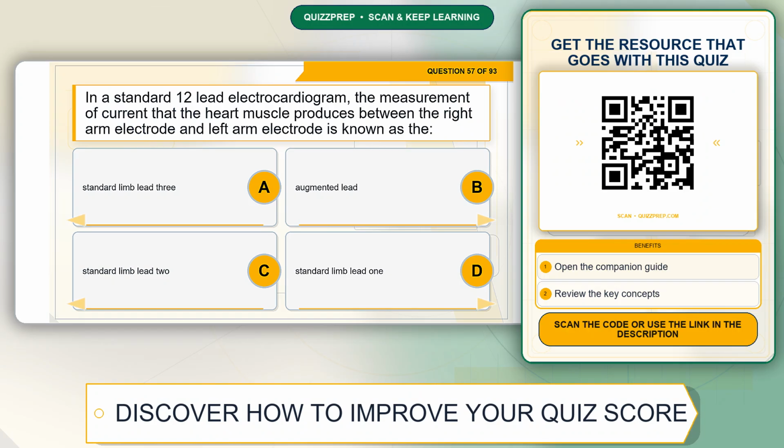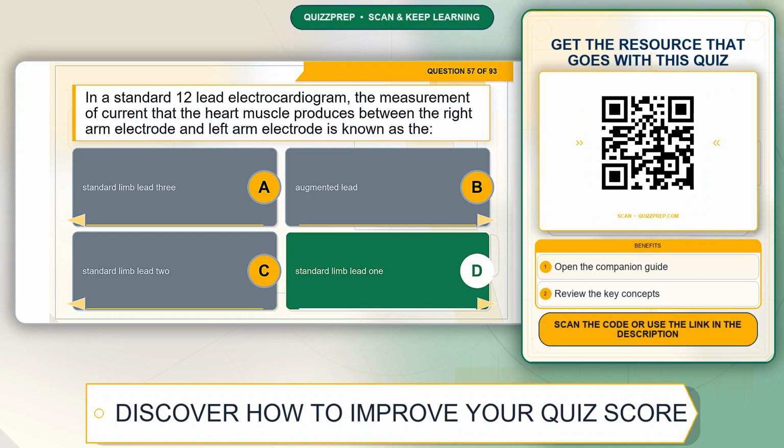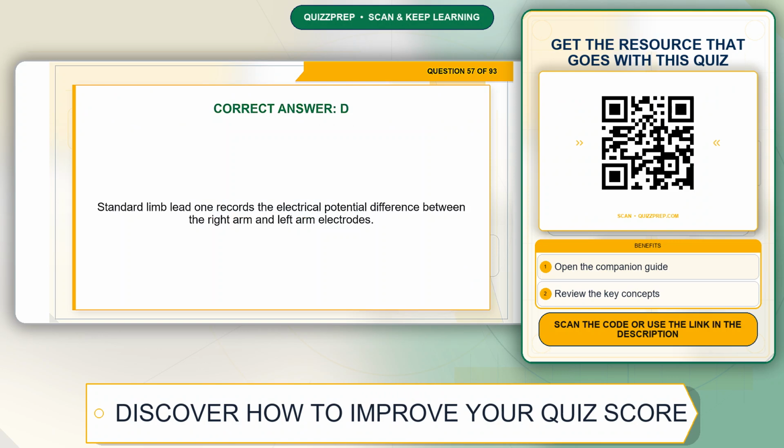Question 57. In a standard 12-lead electrocardiogram, the measurement of current that the heart muscle produces between the right arm electrode and left arm electrode is known as the: Option A, standard limb lead 3. Option B, augmented lead. Option C, standard limb lead 2. Option D, standard limb lead 1. The correct answer is option D, standard limb lead 1. Explanation. Standard limb lead 1 records the electrical potential difference between the right arm and left arm electrodes.